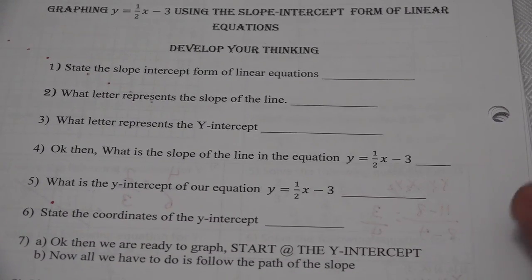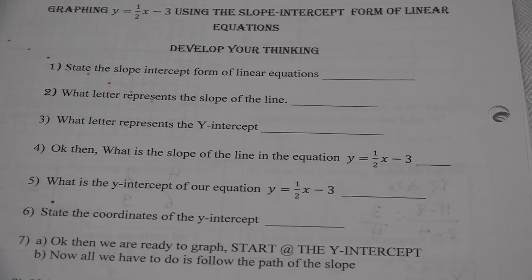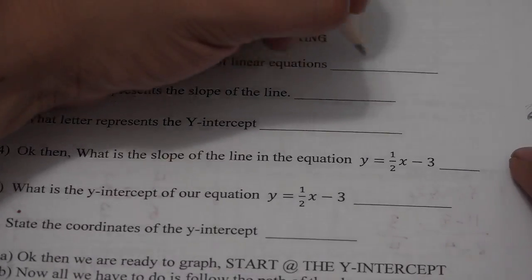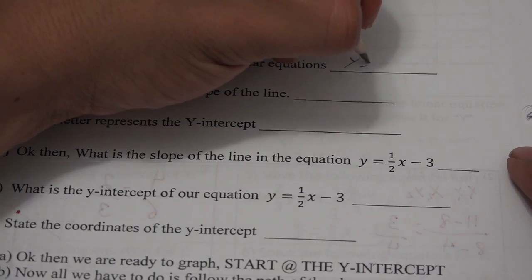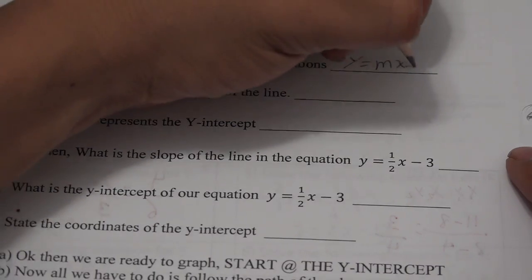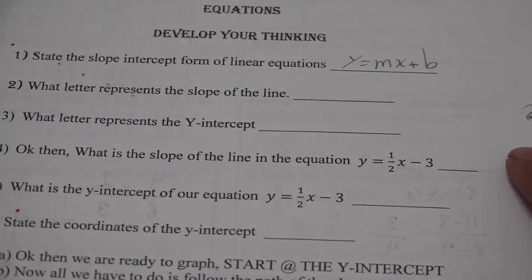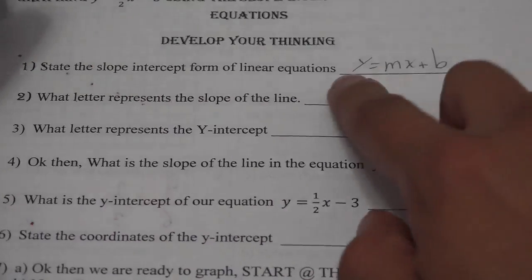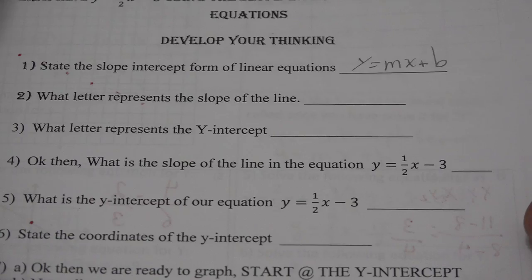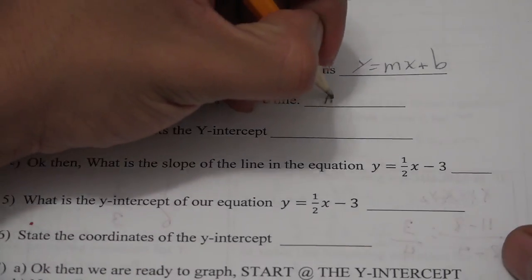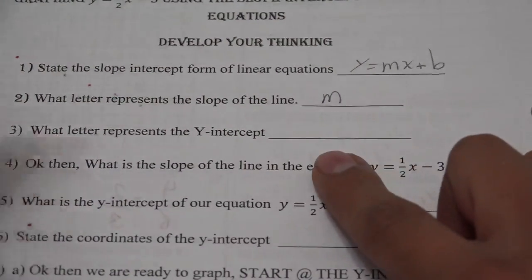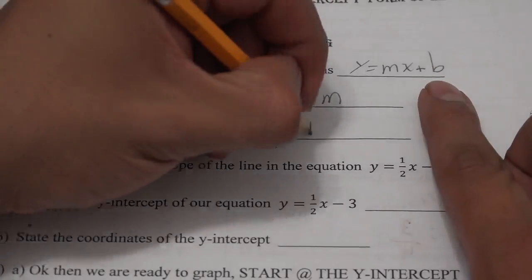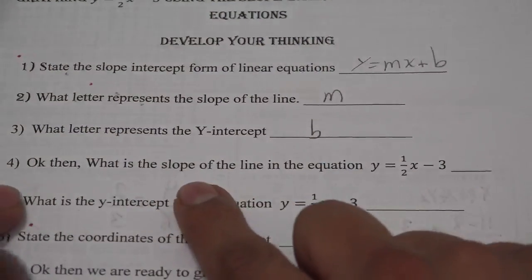The first one, state the slope-intercept form of a linear equation. Well, that's easy. Y equals mx plus b. Second one, what letter represents the slope of the line? Now, you tell me, which of these represents the slope? Correct, M. What about the y-intercept? Of course, B. Okay then.